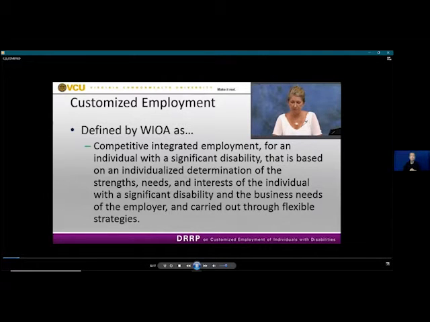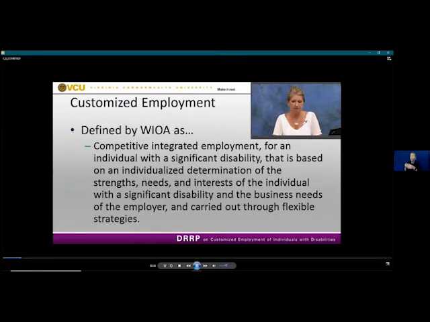Next, based on an individualized determination of the strengths, needs, and interests of the individual. So this is a very personalized approach and very person-centered, focusing on what people can do, not what they can't.